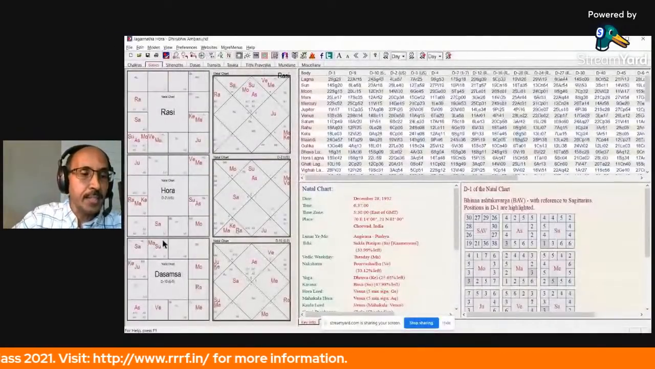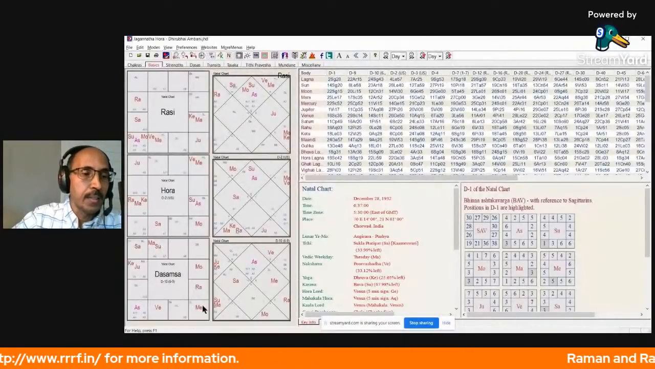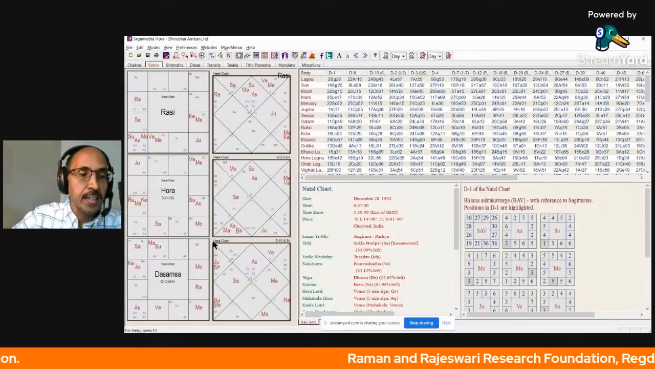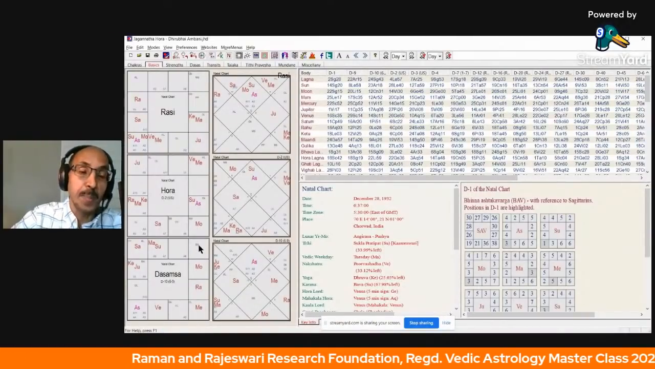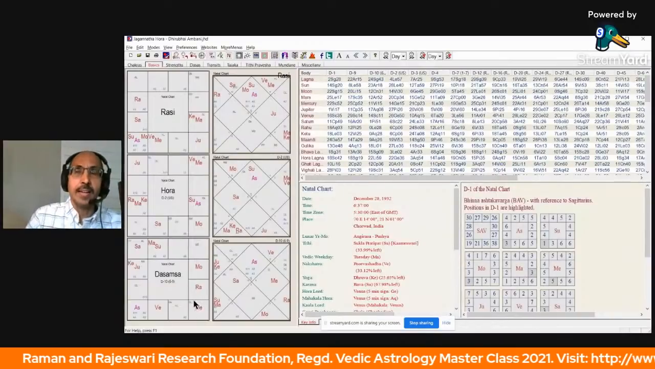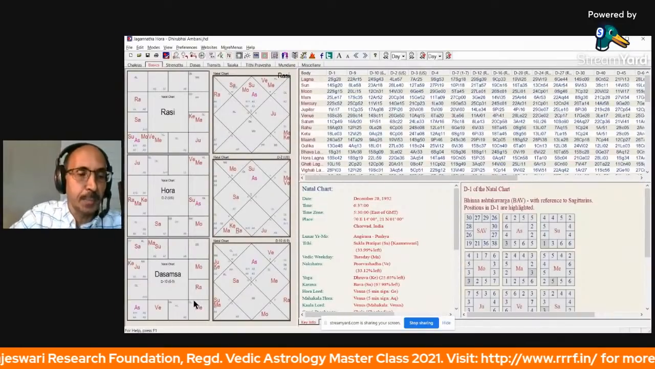Okay, so this is the chart. This is the Dasyamsa chart of career, and you can see that the 10th house is very strong with an exalted Mercury. He's also the 7th lord of business. And Mercury in general can also show business. So he shows a businessman.